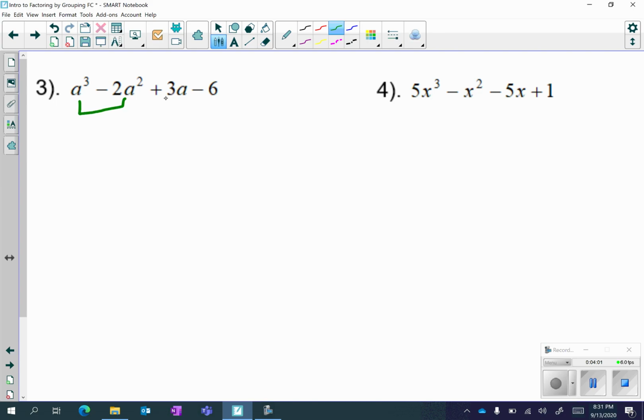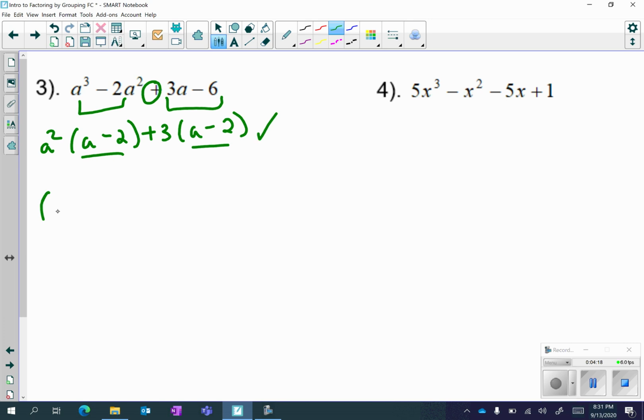You're going to break it up into 2 groups, take out the GCF, and you're going to be left with a minus 2. Take out the GCF of the next one, your middle term is a plus, so you take out a plus 3. My insides are the same, that's good. I'm going to take my insides, and now I'm going to take my outsides. I can't factor anymore, so I'm done.